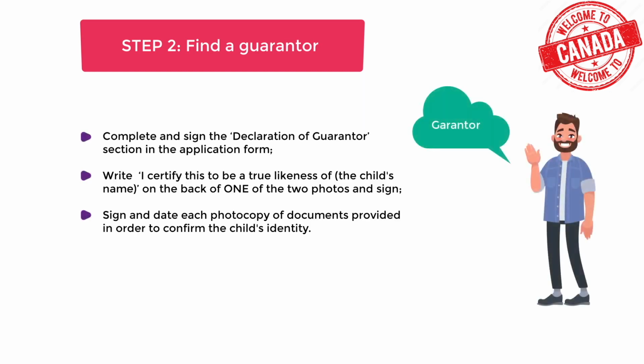Again, the guarantor must fulfill the following tasks free of charge. Complete and sign the Declaration of Guarantor section in the application form. Write "I certify this to be a true likeness of the child's name" on the back of one of the 2 photos and sign it. Sign and date each photocopy of documents provided, in order to confirm the child's identity.